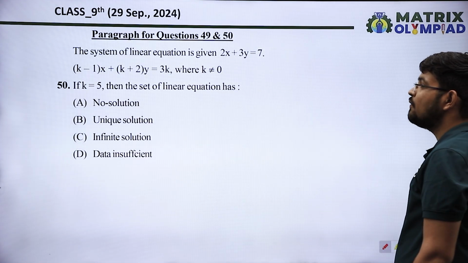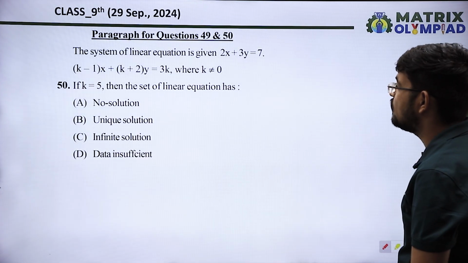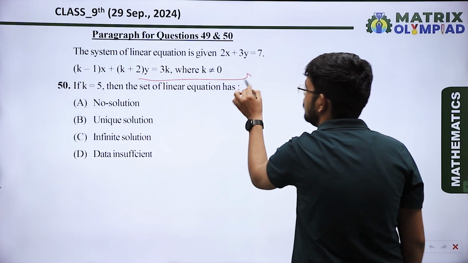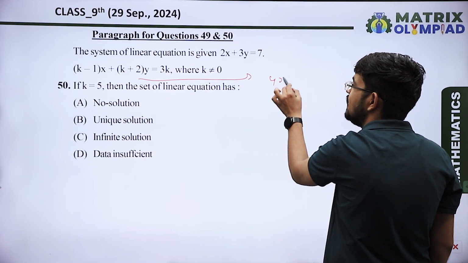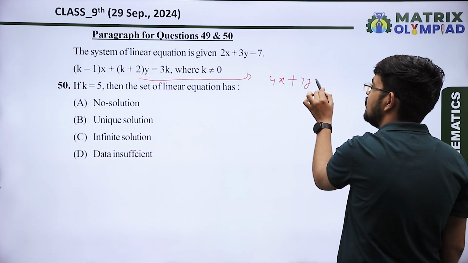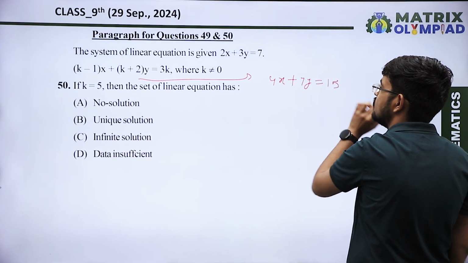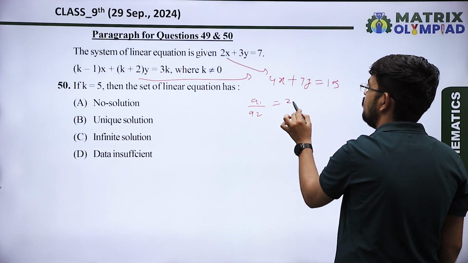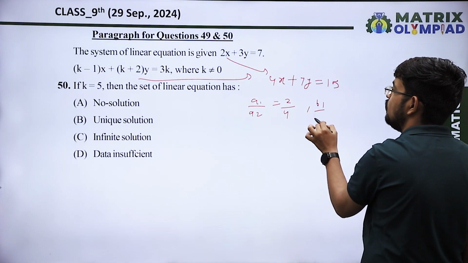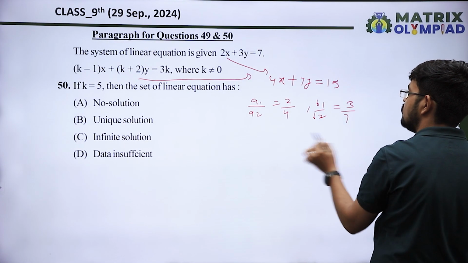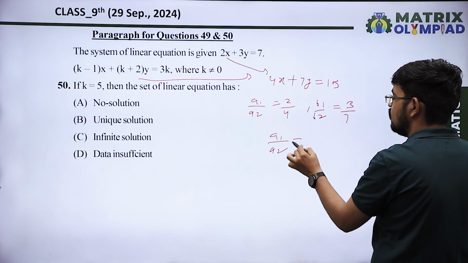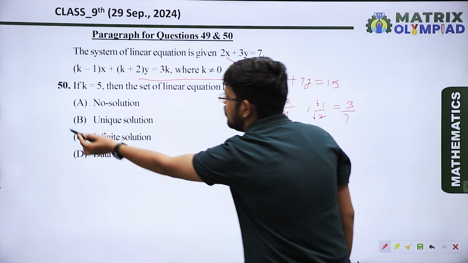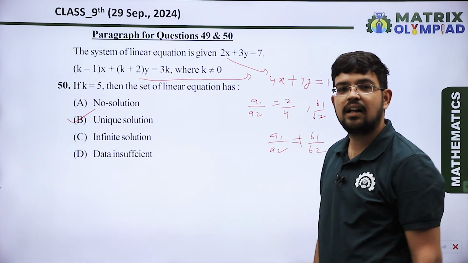Question number 50, if k equal to 5, then the set of linear equations has. So put k equal to 5, so this equation will be converted in the form of 4x plus 7y equal to 15. So when you compare with this, a1 upon a2, you will get 2 upon 4 and b1 upon b2 you will get 3 upon 7. So a1 upon a2 not equal to b1 upon b2. Okay, so it will have a unique solution. So option B will be the correct answer.